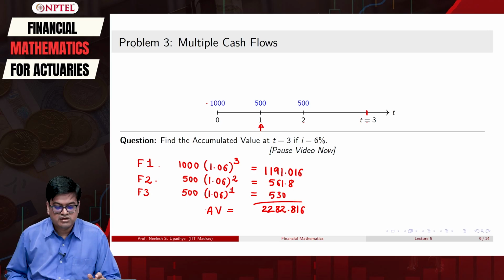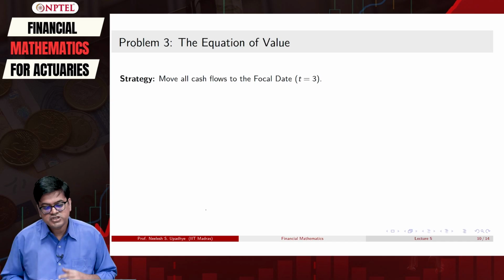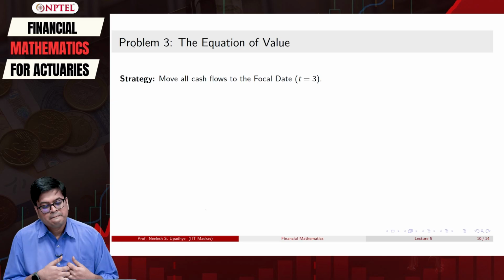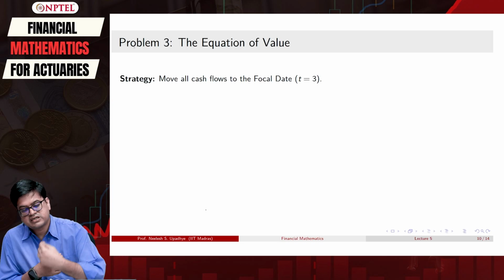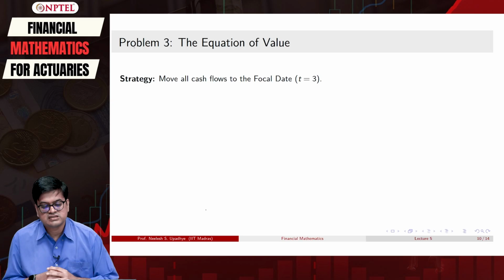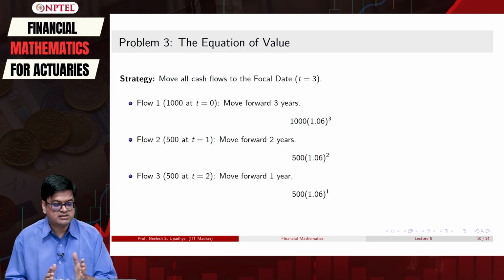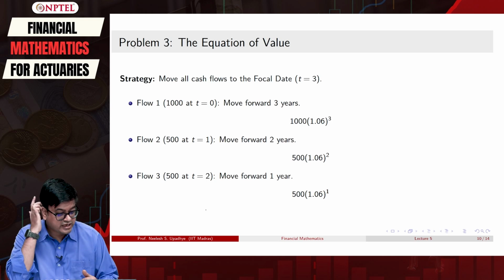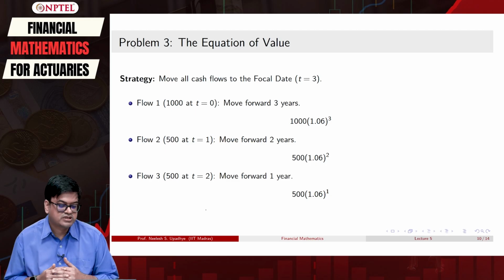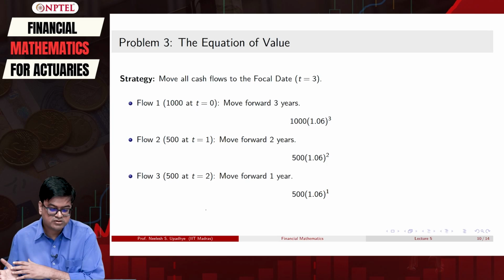Is this the fastest way? Depends. Okay. So now this particular way of calculating and bringing the money to a certain time date, that particular time or date is called the focal date. So in this case, t equal to 3 is the focal date. So we have moved the $1000 at time 0 to time 3. So it's 1000 into 1.06 raised to 3, 500 into 1.06 squared, 500 into 1.06 raised to 1.